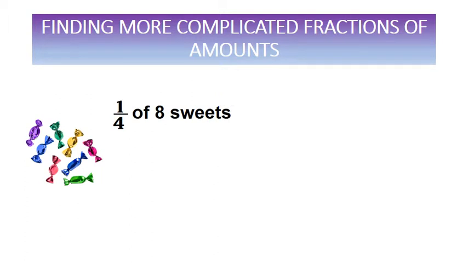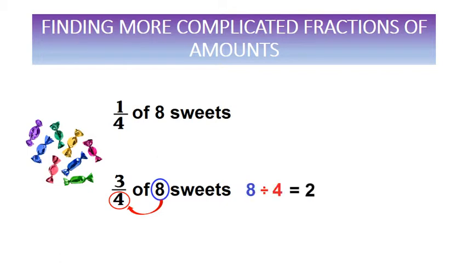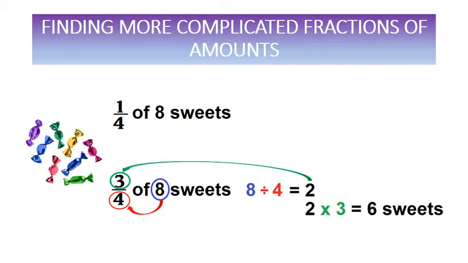Let's have a look at one more example. So here we have our 8 sweets again. Well, we already found out what 1/4 of 8 is. Imagine we were asked to find out what 3/4 of 8 is. So step 1, we take the 8, we divide it by the denominator of 4, which gives us an answer of 2. Then we take the answer of 2 and multiply it by the numerator, which is 3, and that gives us an answer of 6.